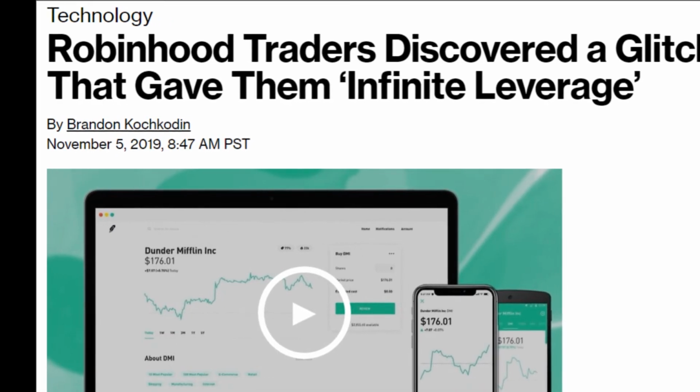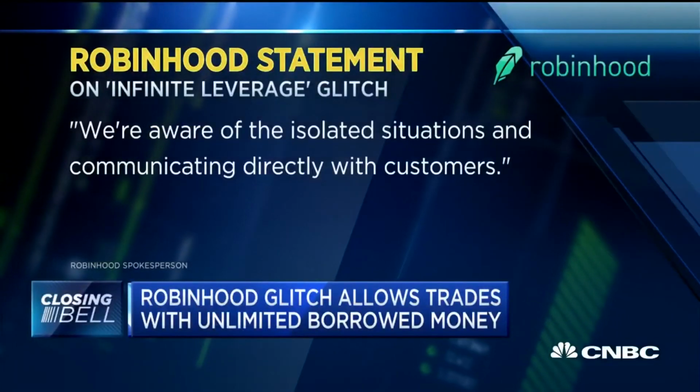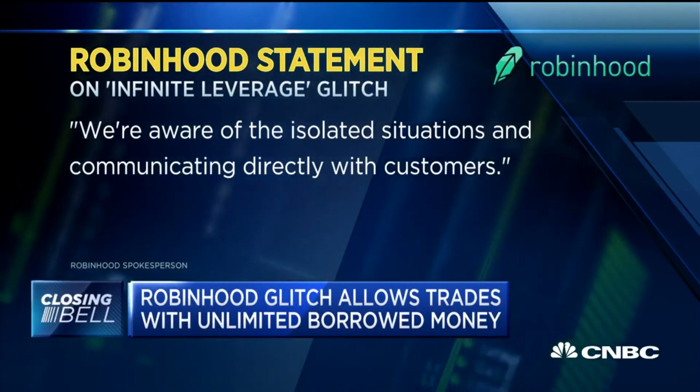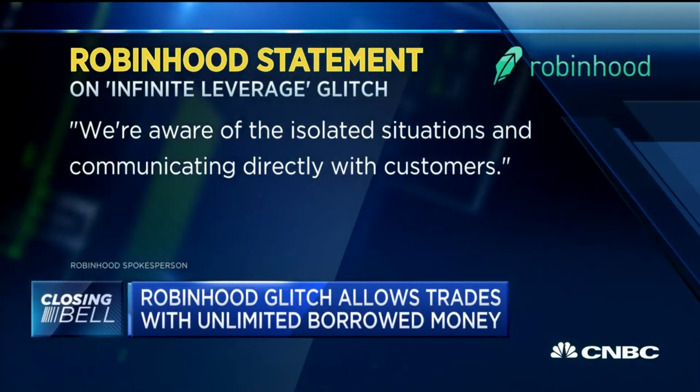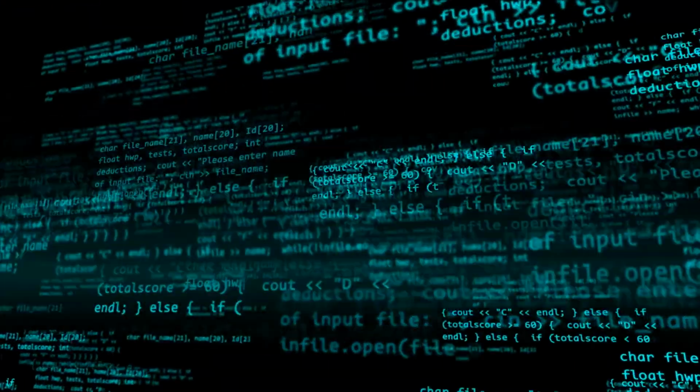In November 2019, there was another major piece of news. Some users found a way to borrow unlimited money on margin. They were able to bypass the underwriting and borrow massive amounts of money. But thank God Robinhood caught that loophole, or else it would have been a disaster for the company.